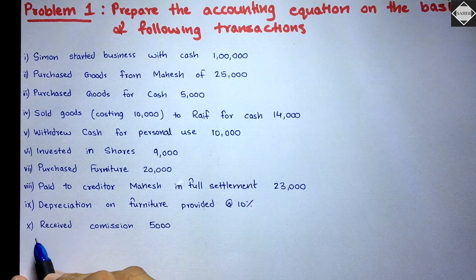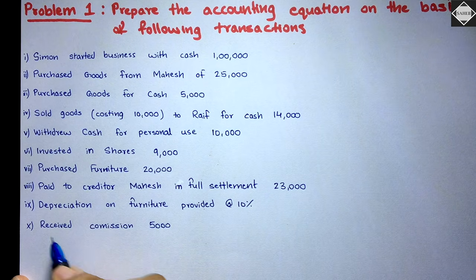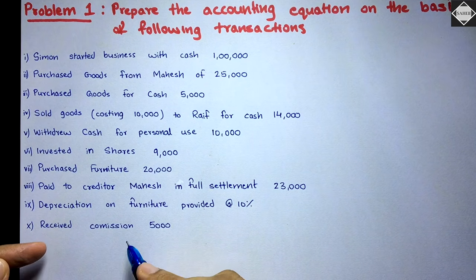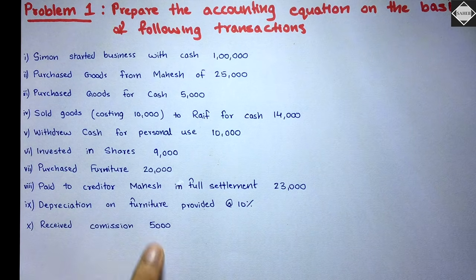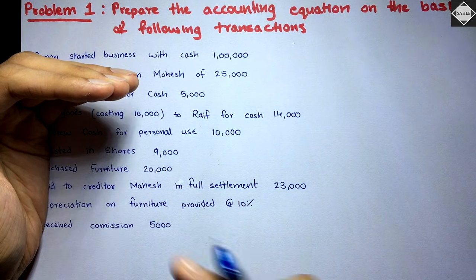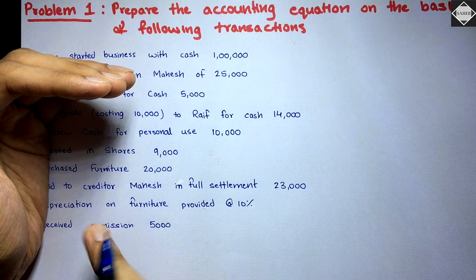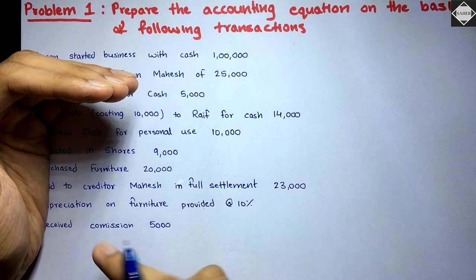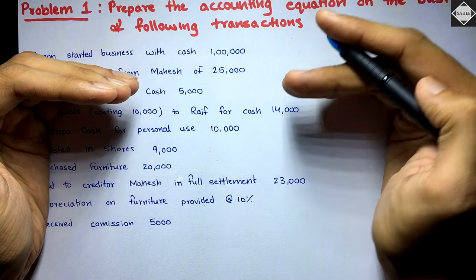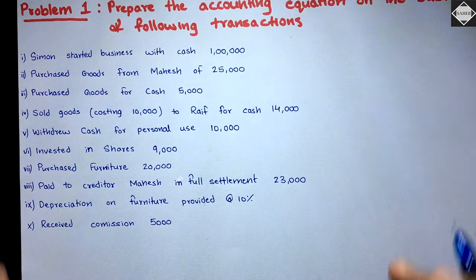And then the 10th transaction we have, see here, it's a very simple transaction: received commission 5,000. Now what is this? This is simple income. We have received commission. Received means cash is increasing, 5,000, and income also is increasing. Commission is our income. So that income, where will it go? Capital. Again, capital, right? It's a revenue, income. So capital will also increase by 5,000. Then only will LHS be equal to RHS.